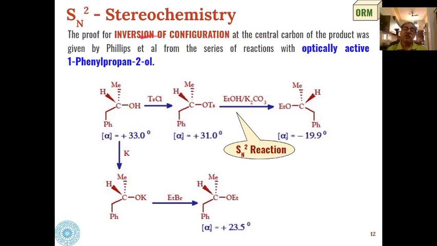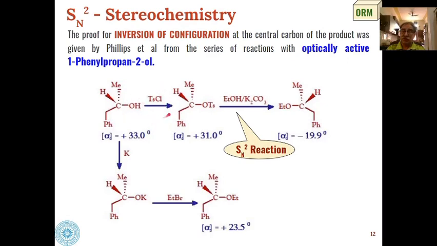Then some chemical proofs for inversion of configuration. One was given by Phillips et al. from these types of chiral reactions. He used optically active 1-phenyl propan-2-ol as the substrate, and this enantiomer was taken where alpha D was plus 33. So this was dextrorotatory.